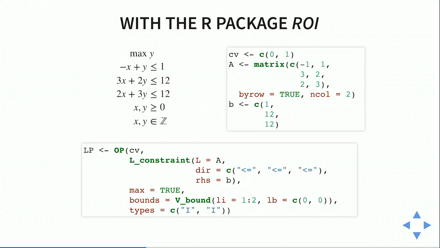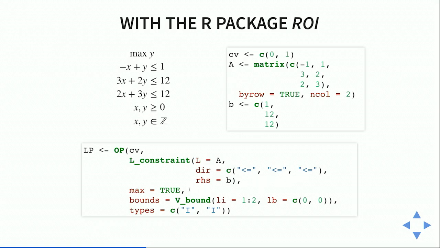And the way you would do it here, so we see our example from before, you would describe it, as I said, as 3 components: a top-level vector c, (0, 1), so 0 times x plus 1 times y, a matrix A with 3 rows, 2 columns, one column for each variable and 1 row for each constraint, so minus 1, 1, 3, 2, 2, 3, and then a right-hand side vector b, so 1, 12, 12. And you would put that into the optimization program and add some more information like the direction of the constraints here, so they're all smaller or equal to.